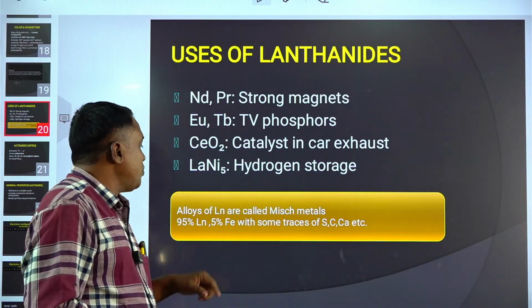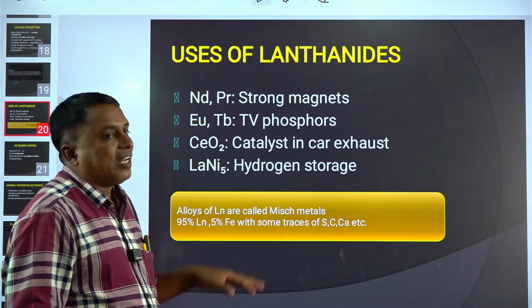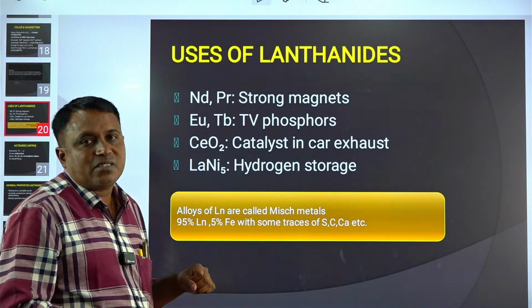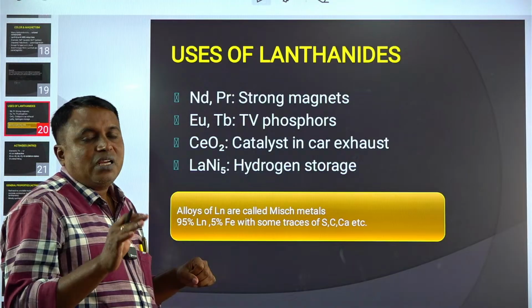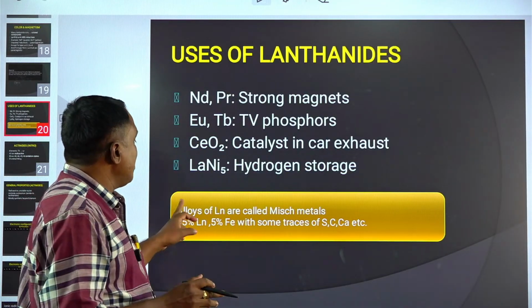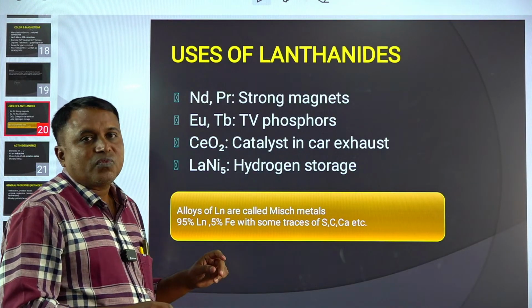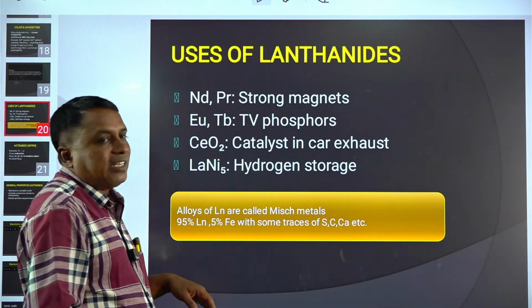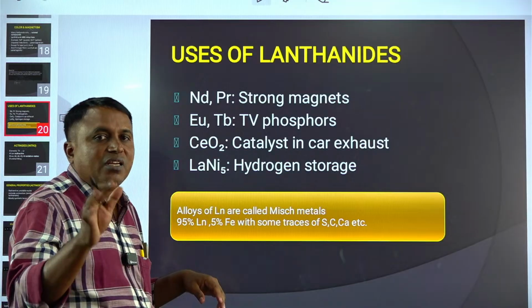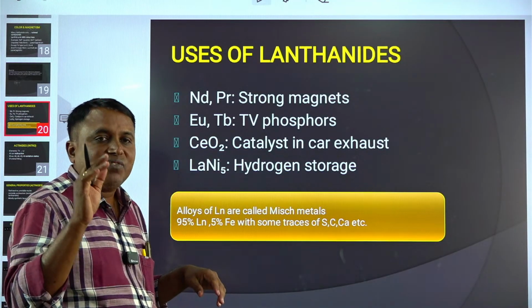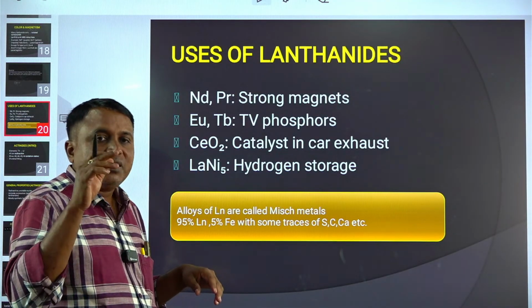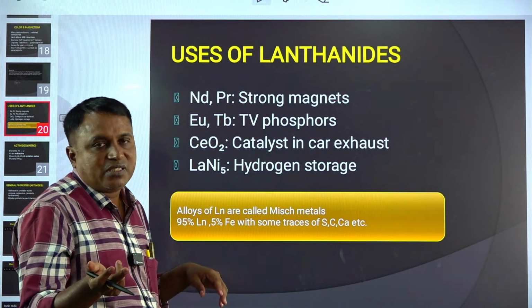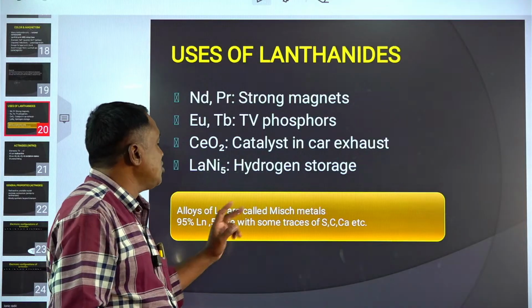And the most important alloys of lanthanum: the alloys of lanthanum are called mish metals. Mish metals are 95% lanthanum and 5% iron, with trace amounts of carbon, sulfur, and calcium elements.